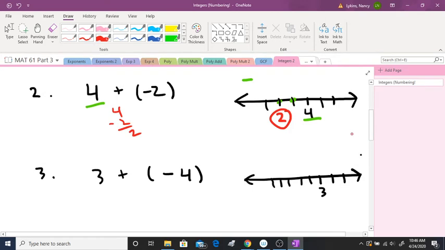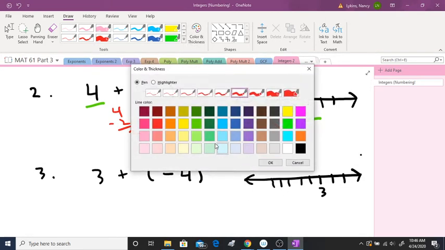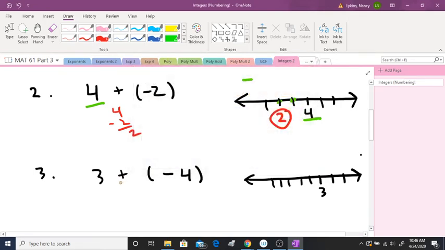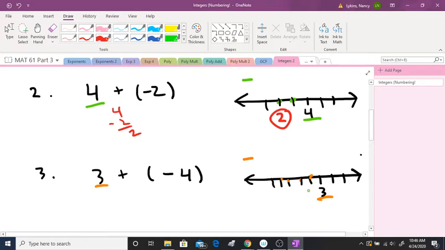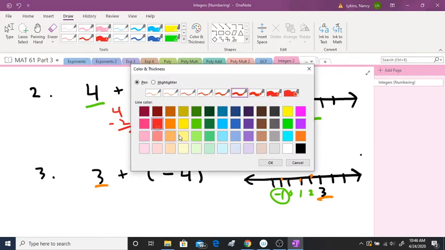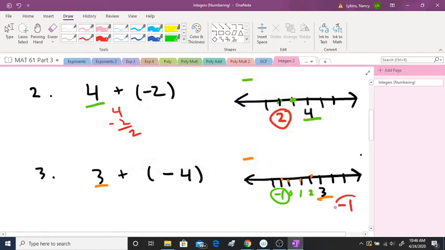Let's take a look at 3 plus a negative 4. Here's my 3, which is right here. This 4 is negative, so that means I'm going back to the negative end of it. So I'm going to go back 1, 2, 3, 4. So if you want to count those spots, that is 2, 1, 0, negative 1. So that's what my answer would be, negative 1.